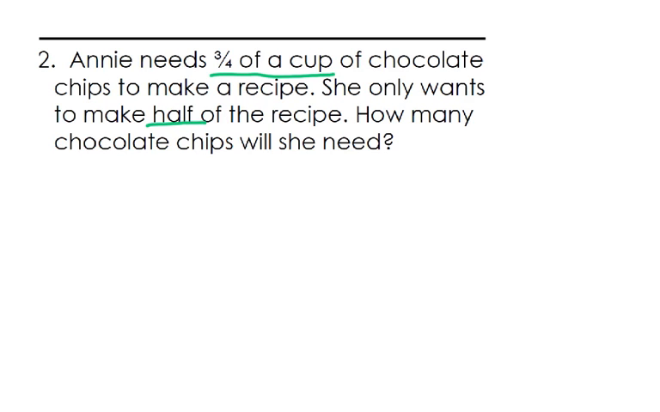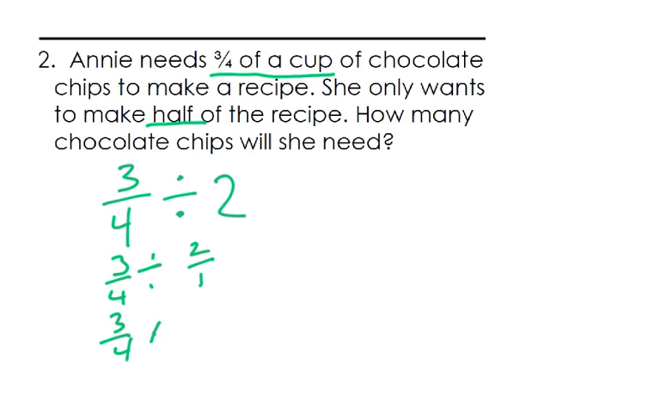So if she only wants to make half the recipe, that means she needs to take the amount of chocolate chips it calls for and divide it by 2. So she has her 3/4 cups of chocolate chips that she needs. We're going to go ahead and divide those by 2. So I will have to rewrite this as 3/4 divided by 2/1.